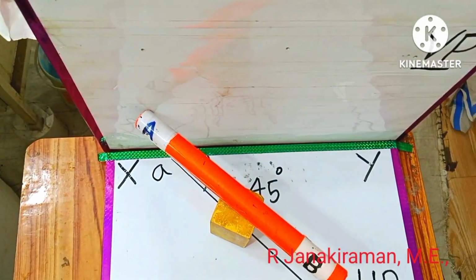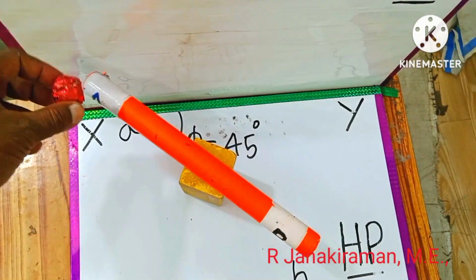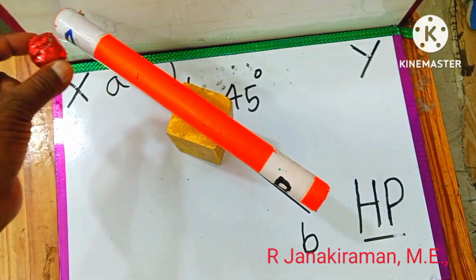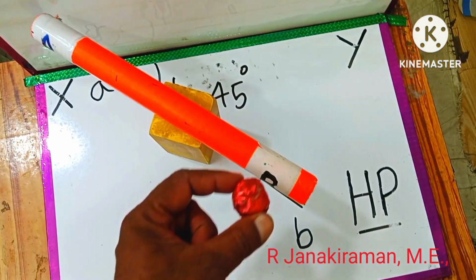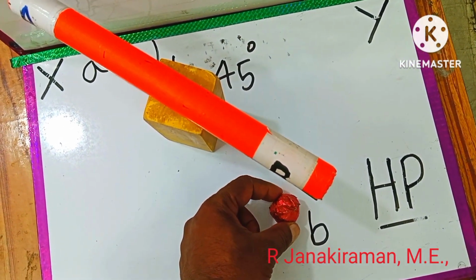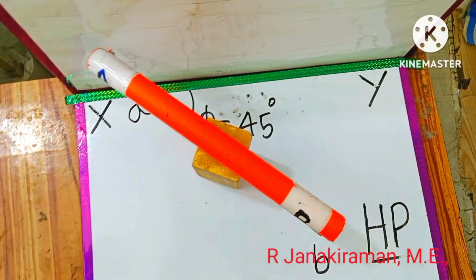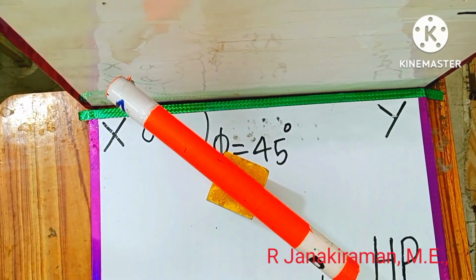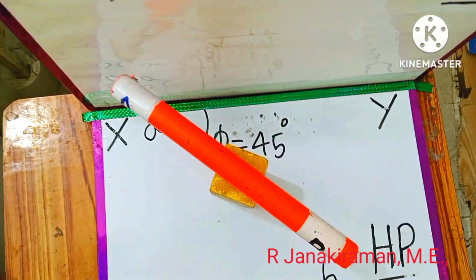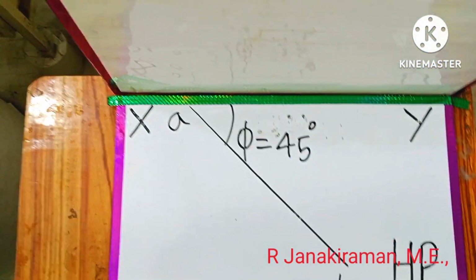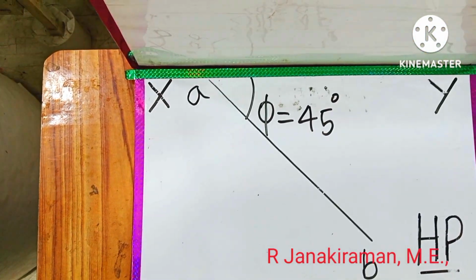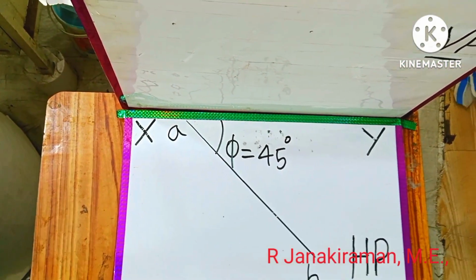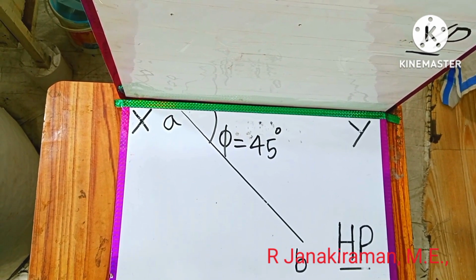The end point A is projected on the horizontal plane like a ray. This is one end point A, this is another end point B. A is projected on the horizontal plane and marked as small a, and B is projected on the horizontal plane and marked as small b. The view obtained is called the top view. It will have the true inclination of 45 degrees. After projecting on the horizontal plane, the line is removed. You can see in the camera, below the XY line, the view obtained is called the top view, which will have the true inclination of 45 degrees.